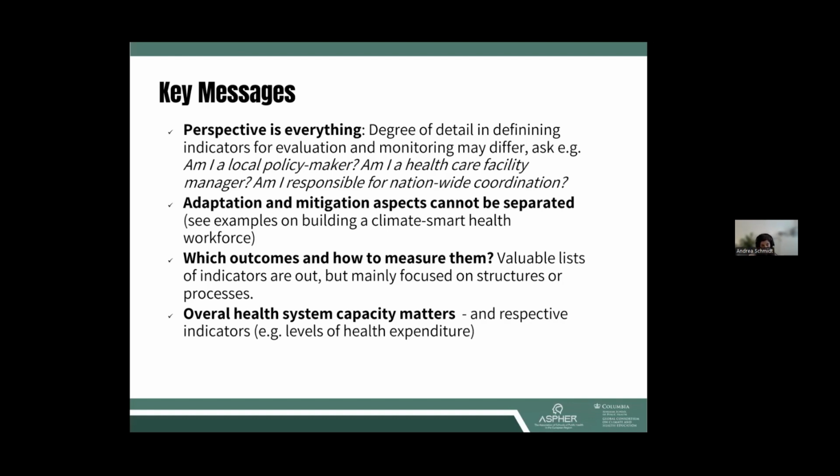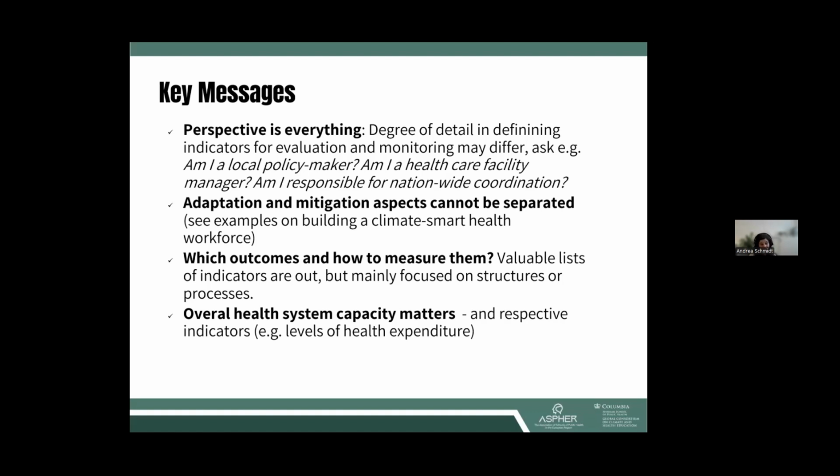Second, we didn't discuss it that much, but when we talk, for example, about the climate smart health workforce, we can see that adaptation and mitigation cannot be separated easily. So we should consider indicators for both adaptation and mitigation. And which outcomes are we actually envisioning and how can we measure them? So really think more about what outcomes we want to achieve, how we can get there, and which indicators we need.